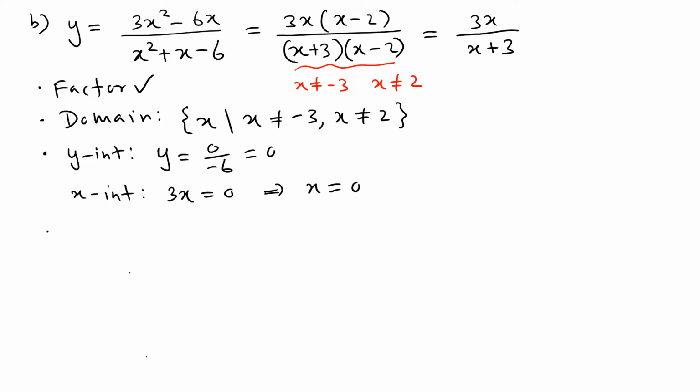And then the next step is asymptotes. We're going to go with the vertical asymptote first. The vertical asymptote comes from the simplified version. If you look at the simplified version, you can see x plus 3. So that means x equals -3 is the only vertical asymptote. The other factor gets cancelled out, so it doesn't produce an asymptote.